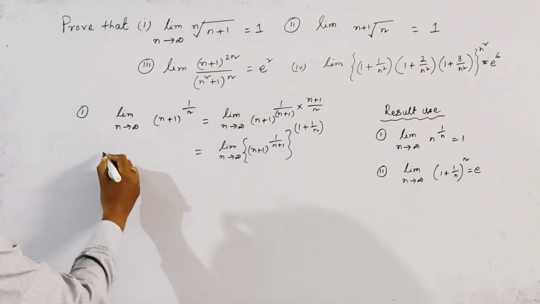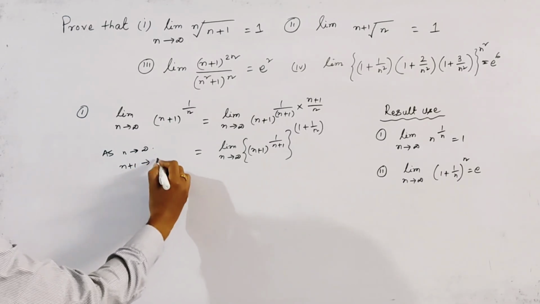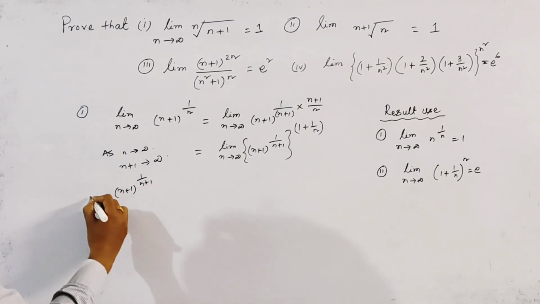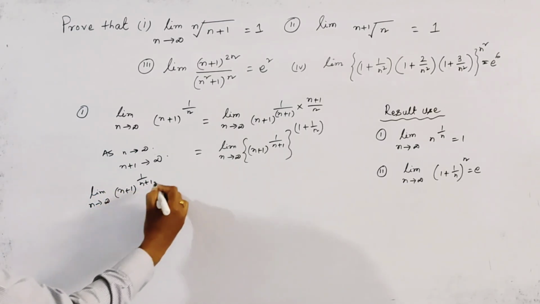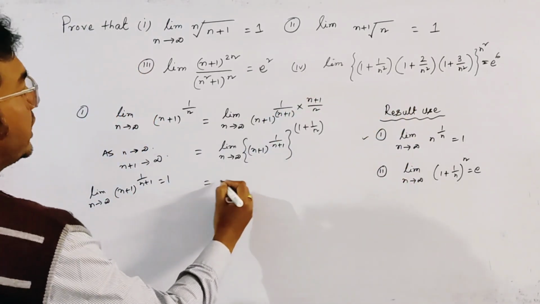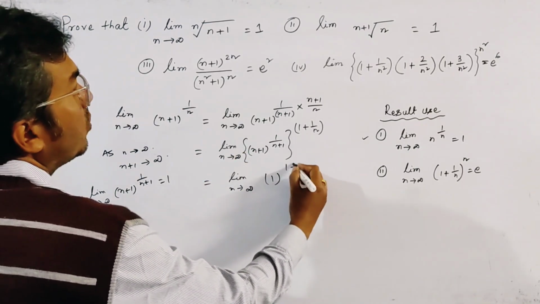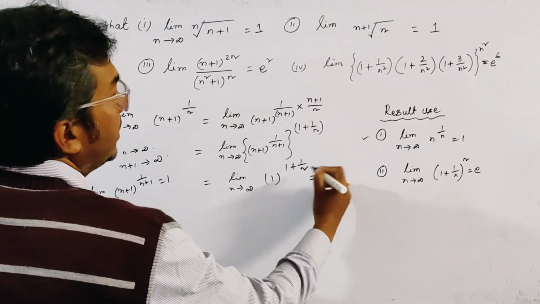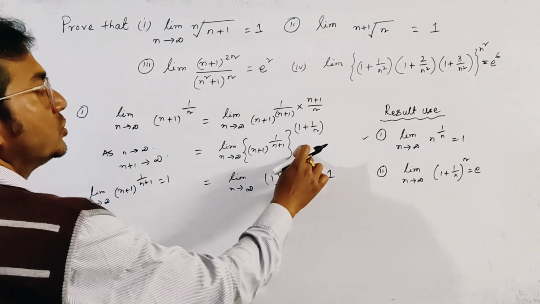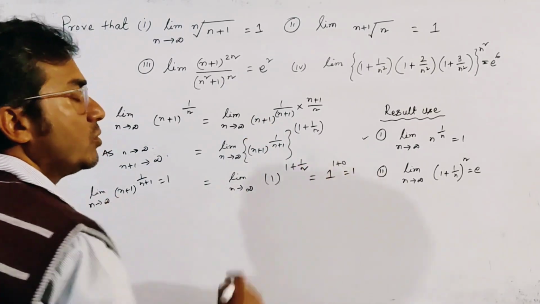Now as n tends to infinity, n plus 1 also tends to infinity. So n plus 1 to the power 1 by n plus 1, as n tends to infinity, must be equal to 1 using the first result. So we get 1 and whole to the power 1 plus 1 by n. As n tends to infinity, 1 by n is 0, so 1 to the power 1 plus 0, this is 1.